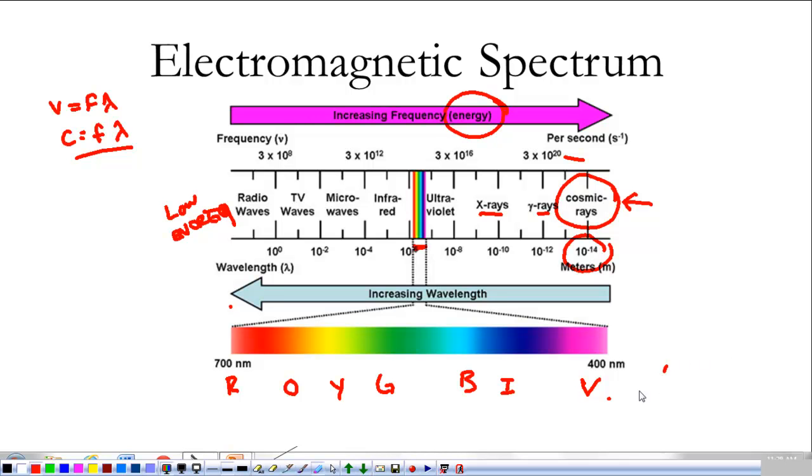An easy way for me to remember that this is the high energy side is that UV rays, which are just right here on the other side of violet, tend to damage your skin. Whereas infrared, not that big of a deal. It might warm you up a little bit. So, this is the electromagnetic spectrum. It covers a lot of stuff. This may be something good for you to write down and look at.